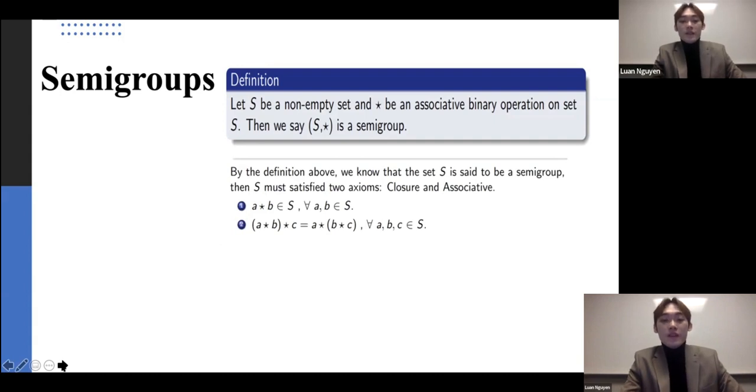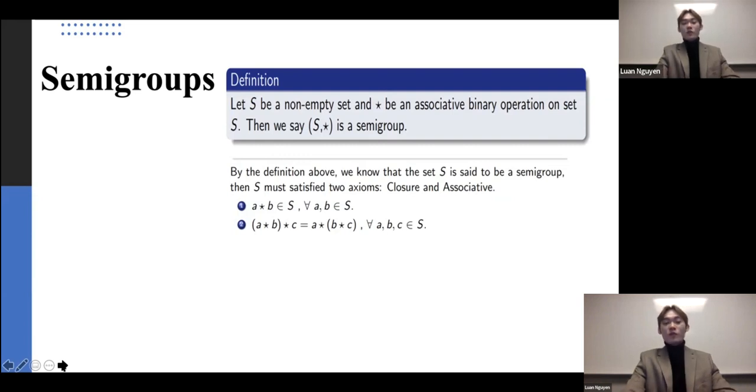By the definition above, a set S is said to be a sigma group if S satisfies two axioms: closure and associativity. Closure means that for all elements A and B in the sigma group S, A star B is also in S. Associativity means that (A star B) star C is equal to A star (B star C) for all A, B, and C in the sigma group S.